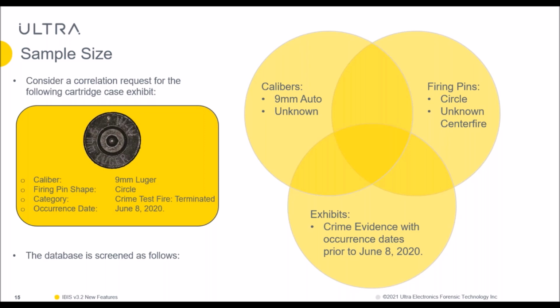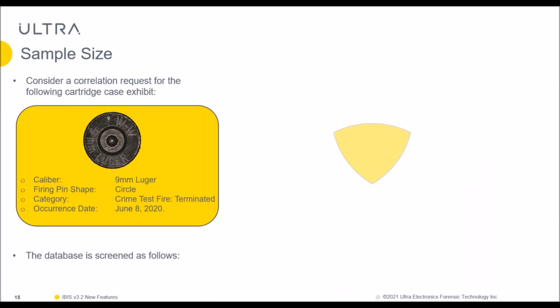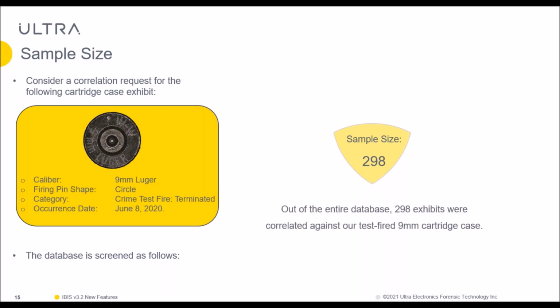Basically, it's the intersection of that Venn diagram there. That is the total number of exhibits that satisfy those parameters. That's the sample size. So in this example, the sample size is 298, which basically means out of the entire database, 298 exhibits were correlated against our test-fired 9mm cartridge case.